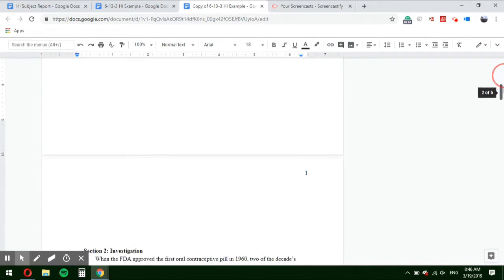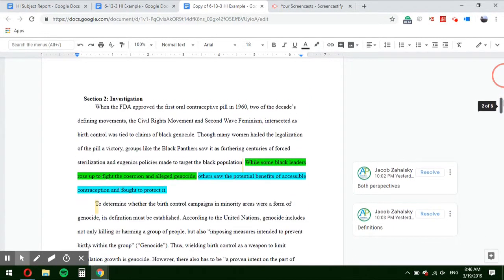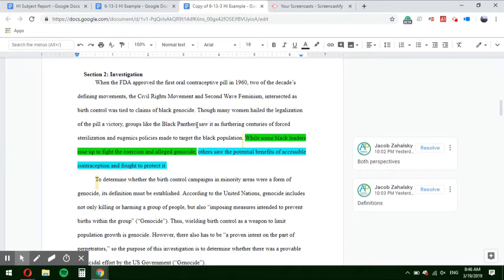All right, so let's now look into this investigation. First, the student starts off with a good introduction paragraph. When the FDA approved the first oral contraceptive pill in the 1960s, two of the decade's defining moments, the civil rights movement and the second wave feminism, intersected at birth, as birth control was tied to claims of Black genocide. Though many women hailed the legislation of the pill a victory, groups like the Black Panthers saw it as furthering centuries of forced sterilization and eugenics policies made to target the Black population.